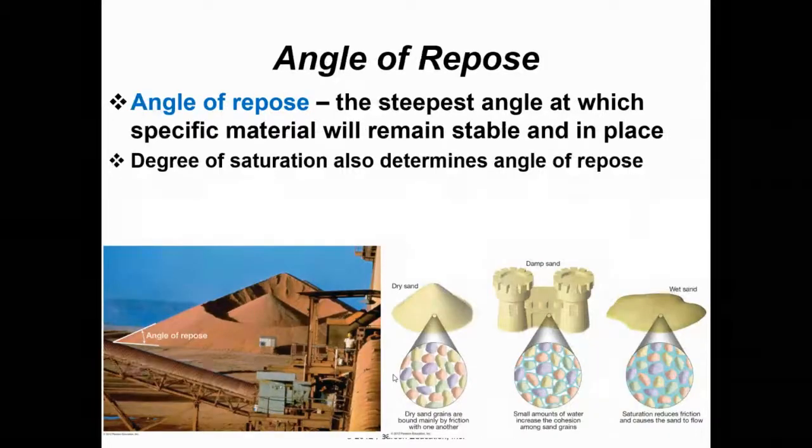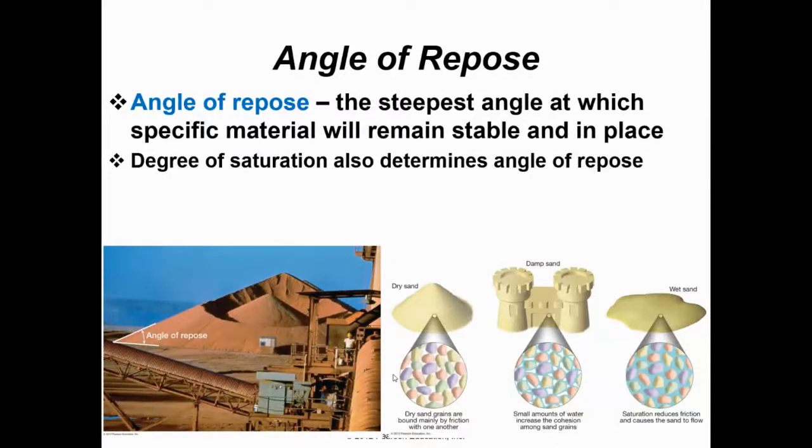Okay, so we're going to look at a couple other types of mass wasting here in a minute, but before we get to those, I want to talk about this concept of angle of repose because this will apply to them. So the angle of repose is just simply the steepest angle in which a material, earth material, will remain stable before it mass wastes, okay?